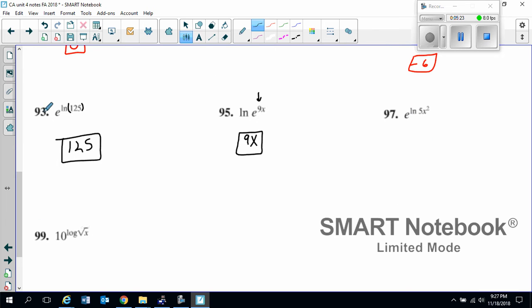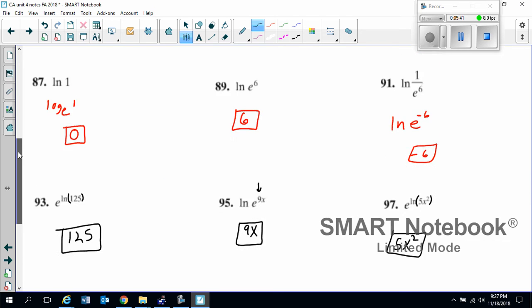Once again, very similar to number 93. They're just getting a little interesting with what it simplifies to, because we've been getting numbers, now you're actually getting some variables involved, and so this is just going to be 5x squared, and so that actually is what it simplifies to right there. That's it.